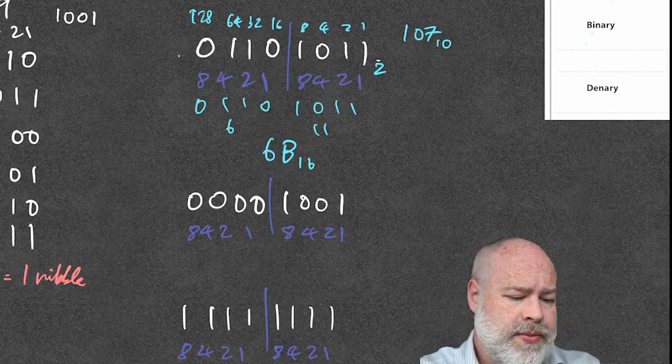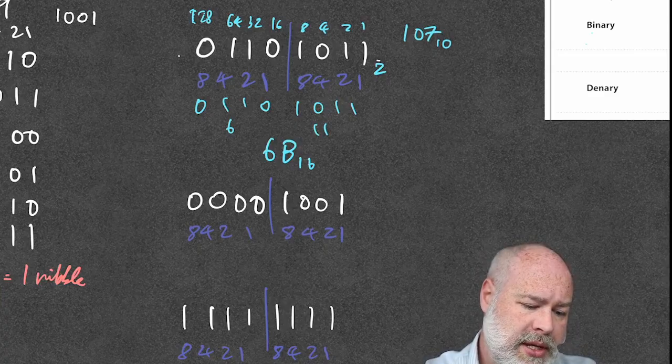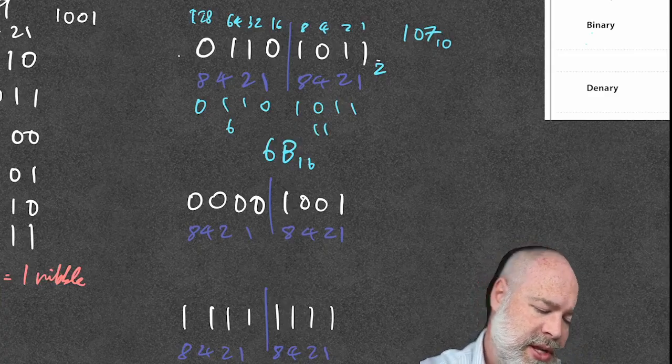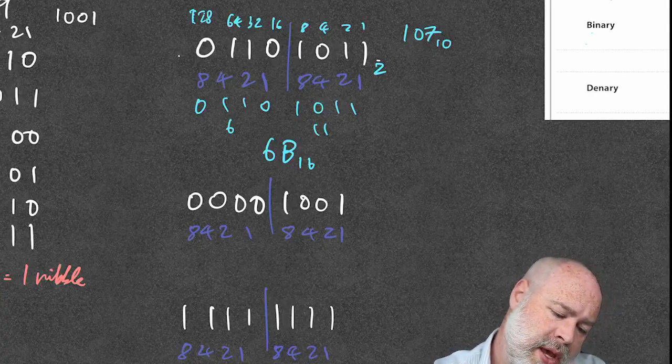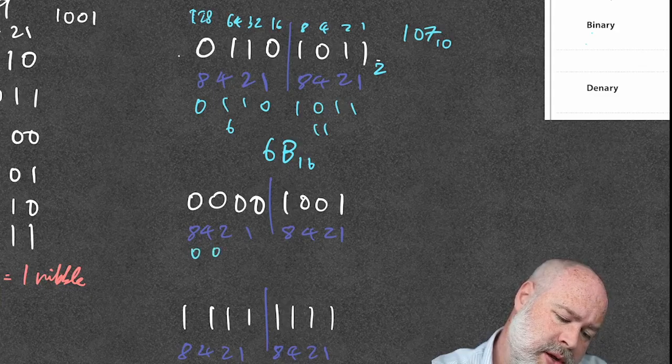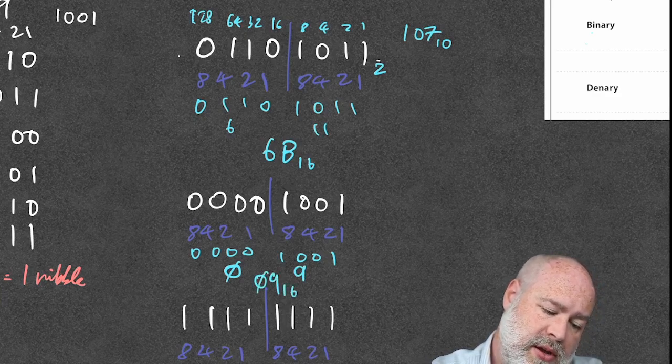So there we go. That's the denary value for it. That's the base 2 value and base 16. So let's do the next one. 0, 0, 0, 0. Well, that's just going to be 0. 1, 0, 0, 1 is 9. So 0, 9. You just put them together, 0, 9, that's the base 16 value.